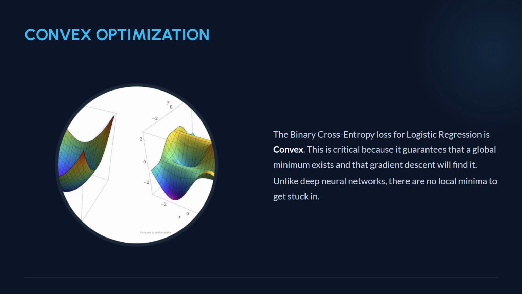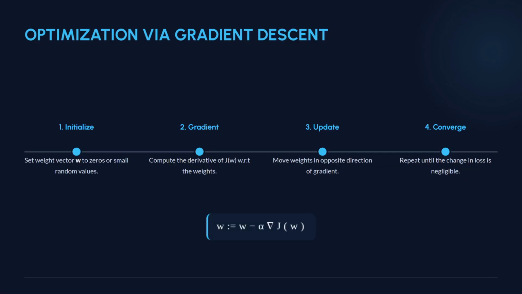The binary cross entropy loss for logistic regression is convex. This is critical because it guarantees that a global minimum exists, and that gradient descent will find it, unlike deep neural networks. Now we will see how this optimization happens and how the weight is updated.